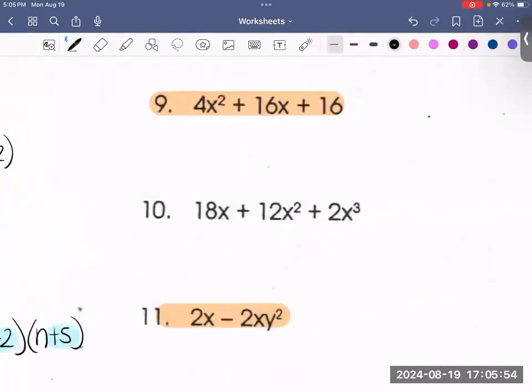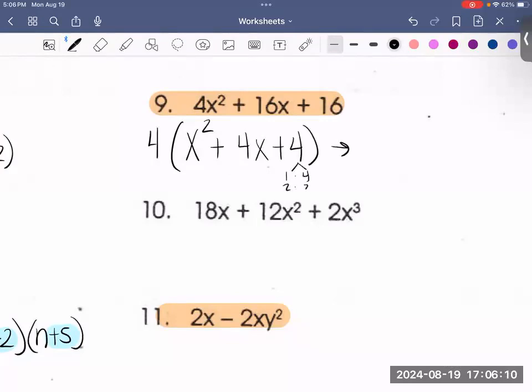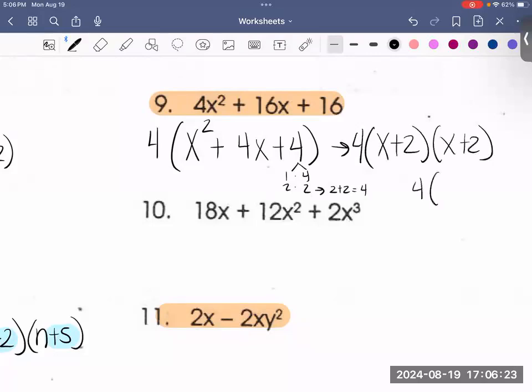All right, one more time. For number 9, we have a GCF of 4. So you have x squared plus 4x plus 4. So we're looking at factors of 4, 1 and 4, 2 and 2. So 2 times 2 can make 4, but 2 plus 2 will also make a positive 4. So you get 4, x plus 2, and x plus 2, to then be 4, x plus 2 squared.